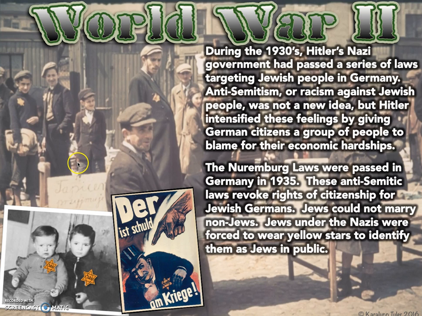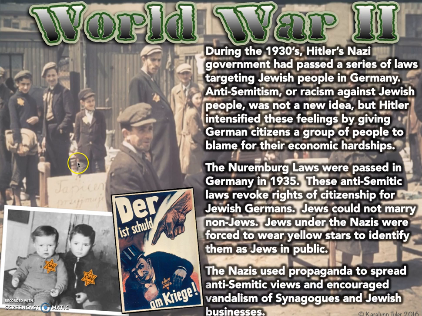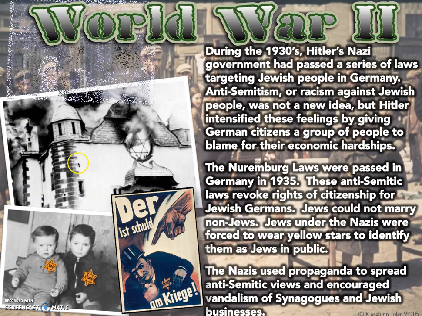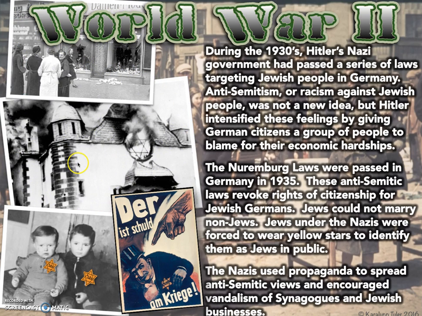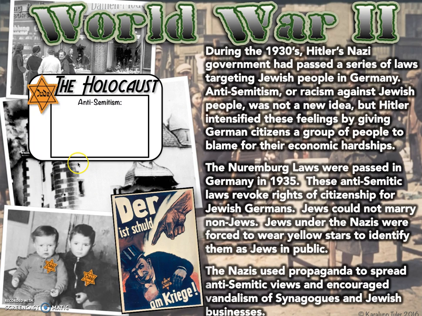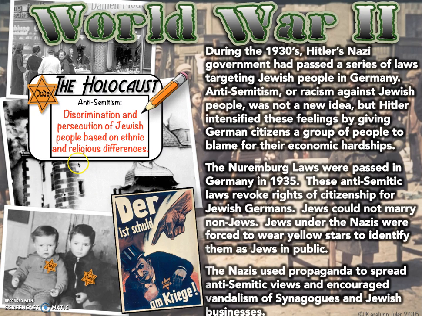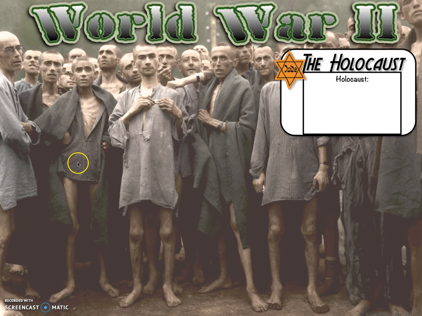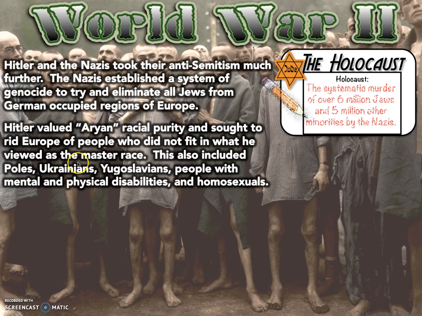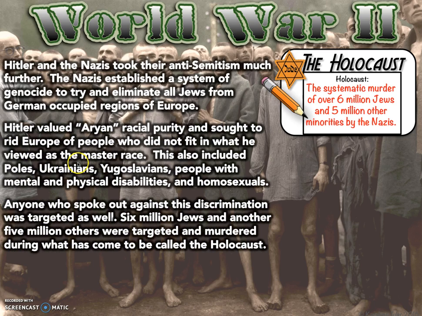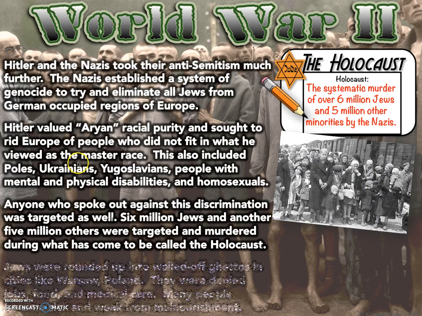Jews could not marry non-Jews. Jews under the Nazis were forced to wear yellow stars to identify them as Jewish in public. The Nazis used propaganda to spread anti-Semitism and their views, and they encouraged vandalism of synagogues and Jewish businesses. So please write down: the Holocaust is discrimination and persecution of Jewish people based on their ethnic and religious differences. And the Holocaust is the systematic murder of over 6 million Jews and 5 million other minorities by the Nazis.